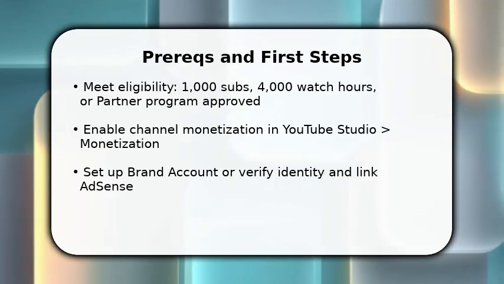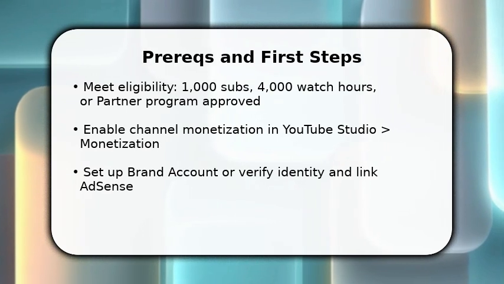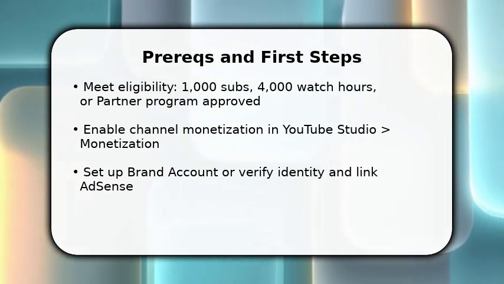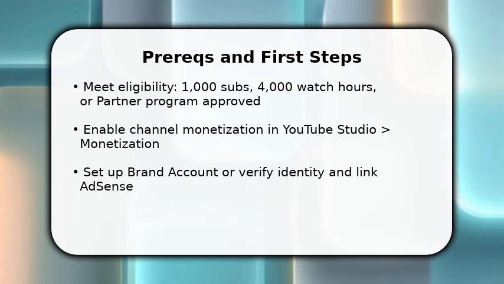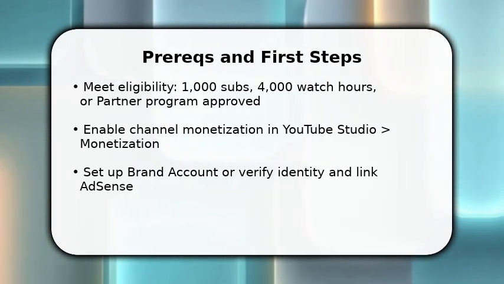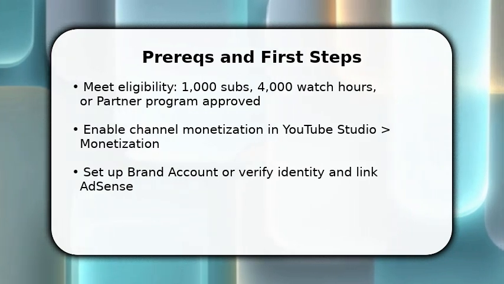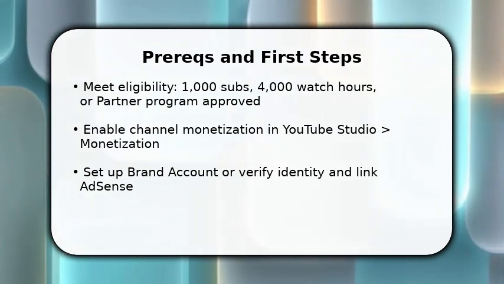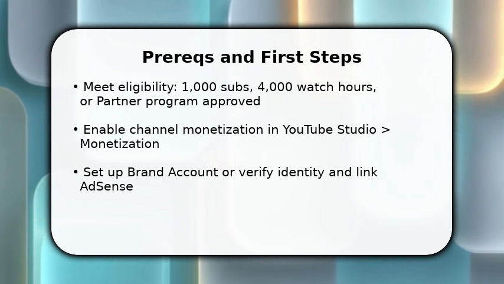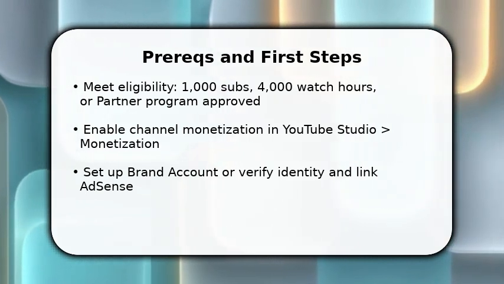You start by confirming eligibility and enabling monetization. This unlocks memberships. First, check you have 1,000 subscribers or partner approval and the required watch hours. Once verified, open YouTube Studio and go to monetization, then follow identity checks and link or create an AdSense account.